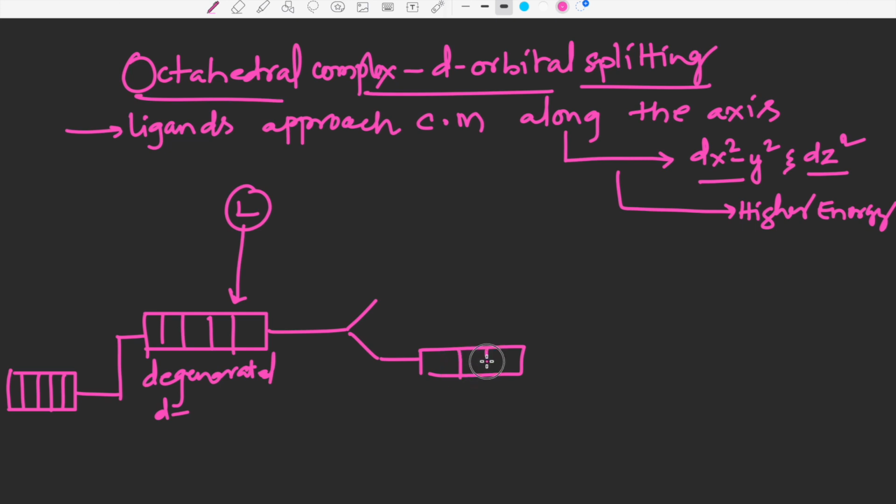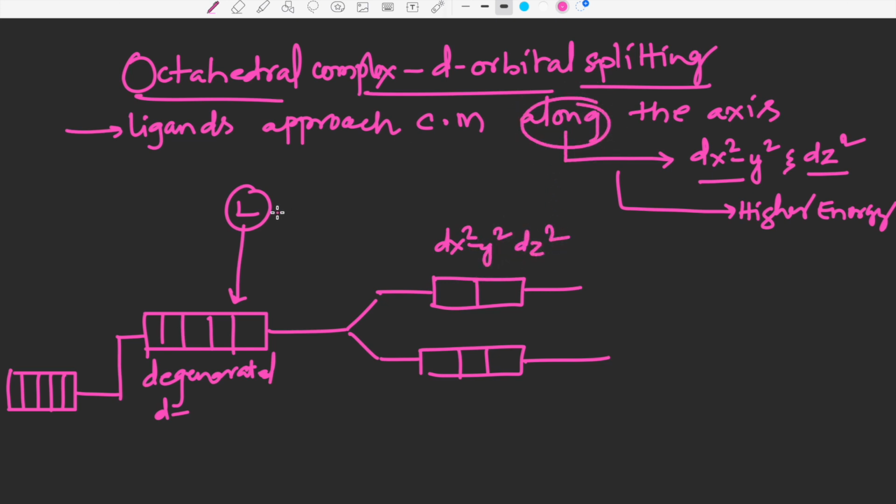So one set has two orbitals, and the other set also has two orbitals. The dx squared minus y squared and dz squared orbitals lie along the axis. The ligand is approaching along the axis, that's why the energy of these orbitals is increased. Let's say this is the zero line. So the energy of it has increased here.